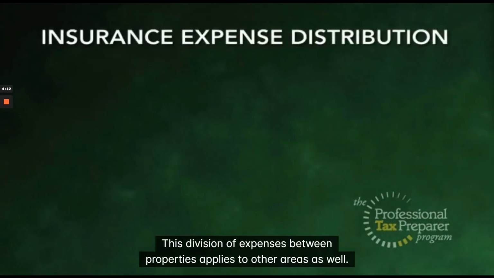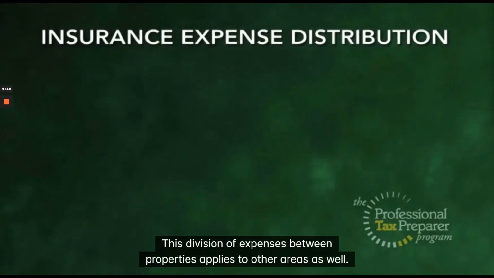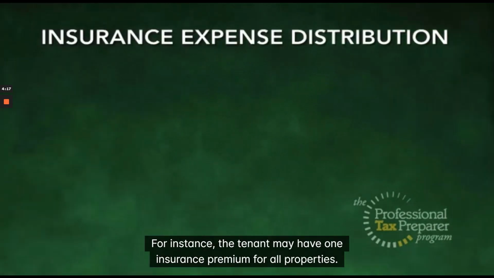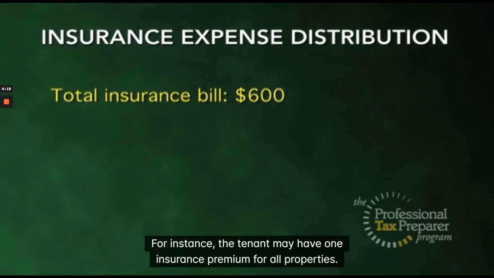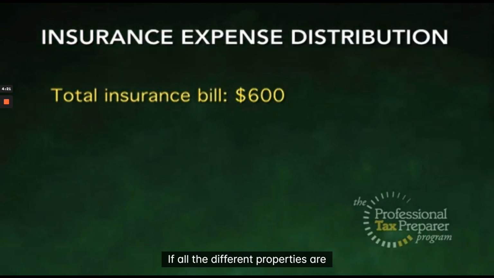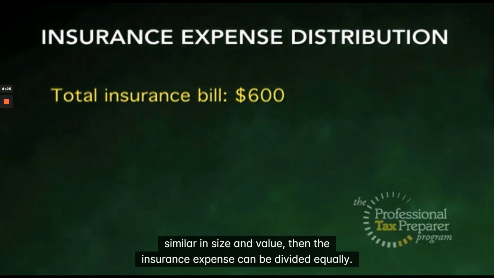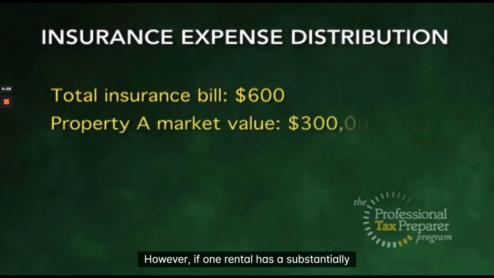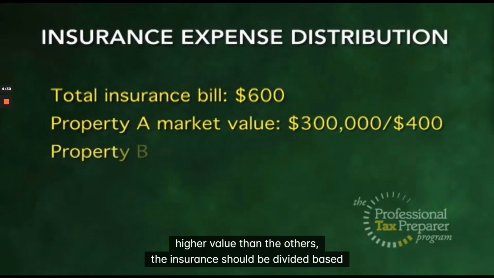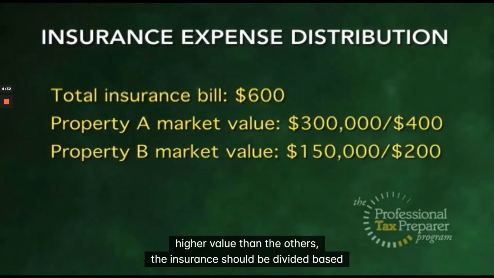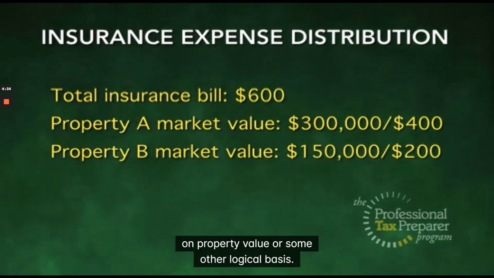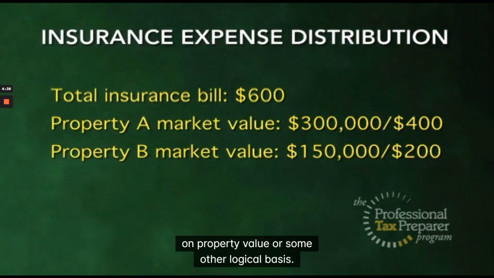This division of expenses between properties applies to other areas as well. For instance, the tenant may have one insurance premium for all properties. If all the different properties are similar in size and value, then the insurance expense can be divided equally. However, if one rental has a substantially higher value than the others, the insurance should be divided based on property value or some other logical basis.